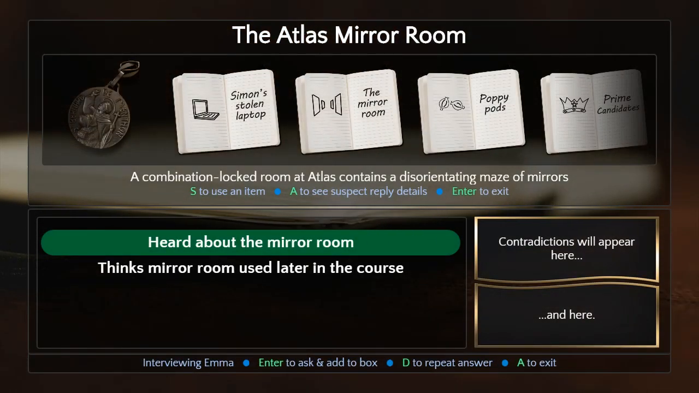Do you know about the mirror room at Atlas? Mirror room. No, I heard about it, but I think it was only for the students later on in the course. Something like that. Strange question. Have you ever known of anyone selling dried poppy pods? Poppy pods? Don't think so. Isn't that opium? Kind of. It's okay.